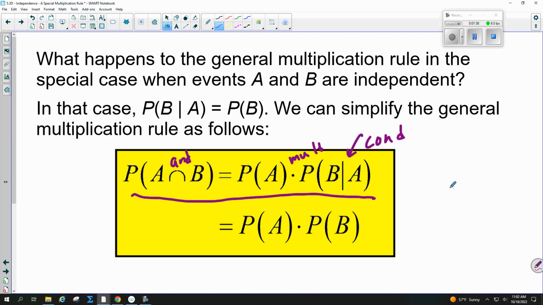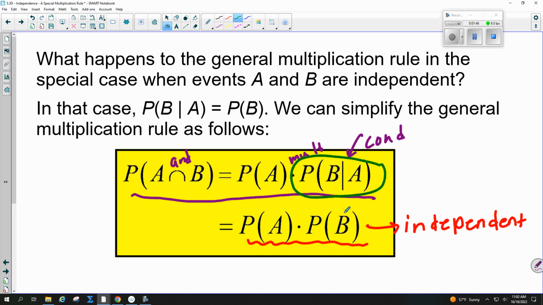However, I can also just multiply probability of A times probability of B, if the events are independent. Okay, anybody notice something right here? This equals this. That's the formula for independence. It's just in the other order. Okay, that says right there the probability of B given A equals the probability of B. If those are equal, they are independent.